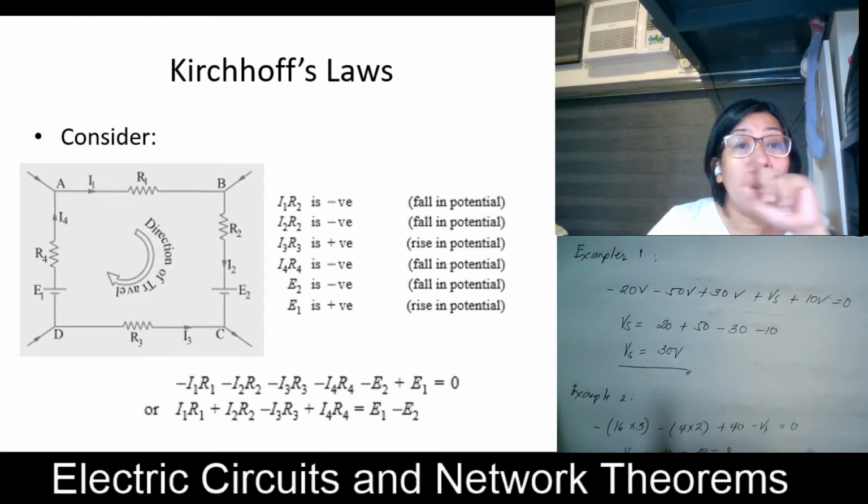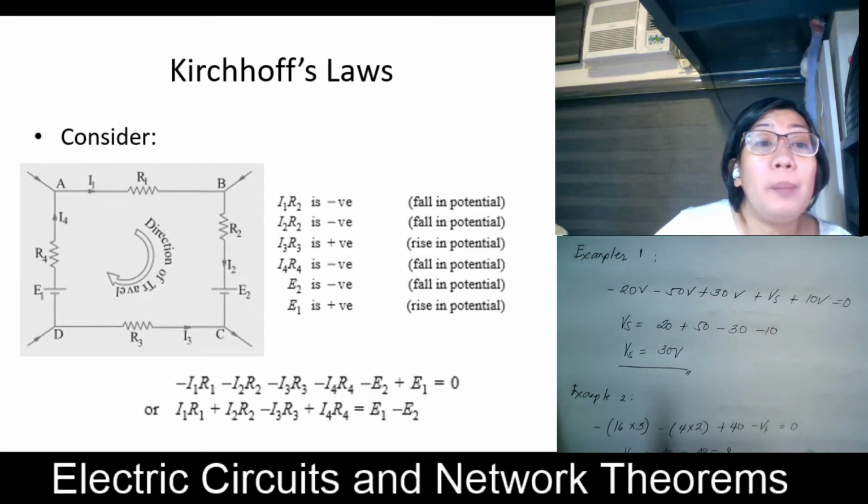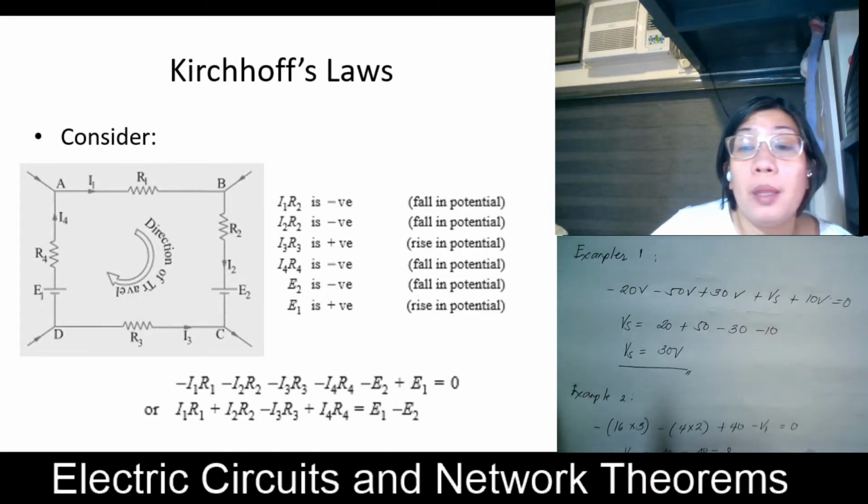plus... I think we have something wrong here. It must be positive. So this is positive I4 R4, minus E2 plus E1. Or you have here I1 R1 plus I2 R2 minus I3 R3 plus I4... only I3 R3 is positive. Okay, so I3 R3 positive, then plus I4 R4. So that will give us equal to E1 minus E2.